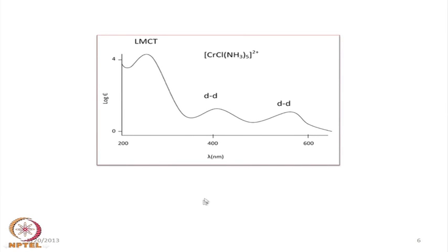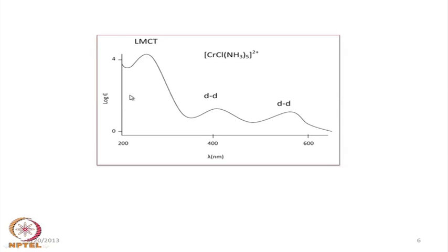So, what we see is that apart from these transitions, we can have the chromium in +3 oxidation state. One chloride is there, so it is chromium in +3 oxidation state, which is a d3 system, and we can have two distinct d-d transitions. One is close to say 550 nanometer, another is close to 400 nanometer.